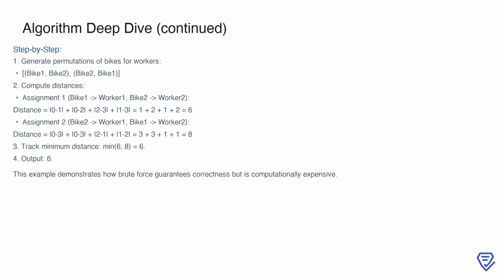This example illustrates how brute force guarantees correctness by evaluating all possibilities, but it also demonstrates the computational expense, especially as the number of workers and bikes increases.